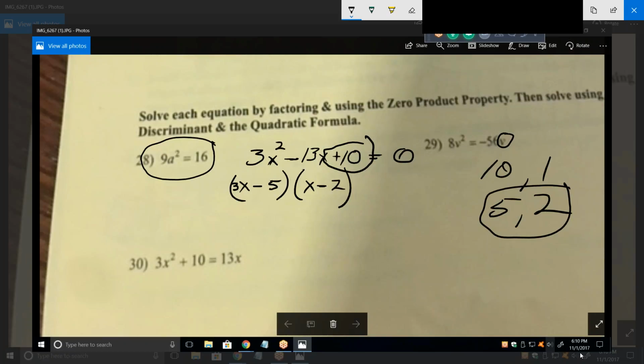Does that work? Does that produce the middle term? And that's all that you have to answer. We know it produces the first term and it produces the last term. The question is, does it produce minus 13x?